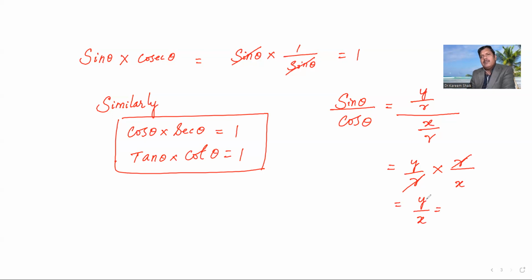But y is nothing but the opposite side with respect to the right angle triangle, and x is nothing but the adjacent side with respect to the right angle triangle. So we can say that it is nothing but tan theta. So please remember hereafter, tan theta can be expressed in sine and cos as sine theta upon cos theta.